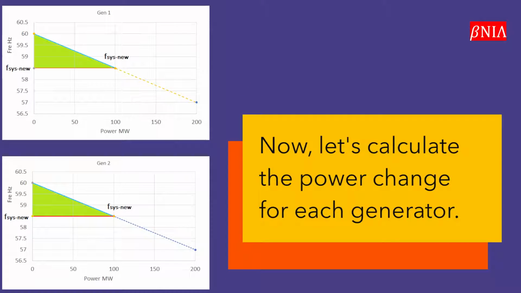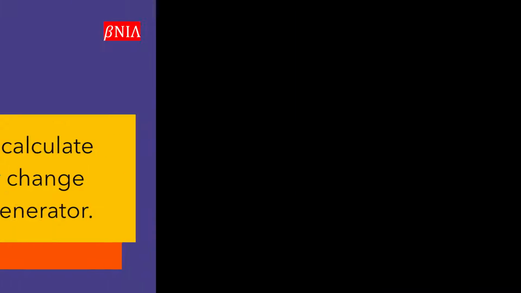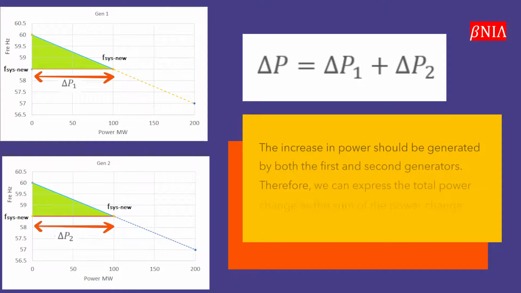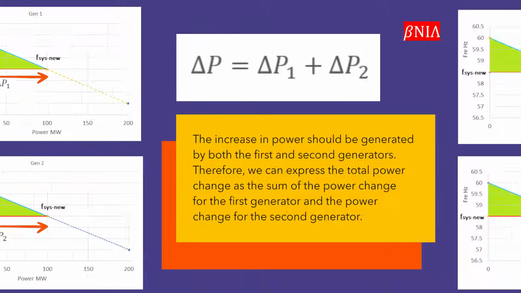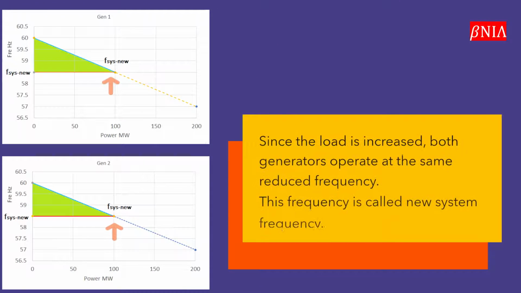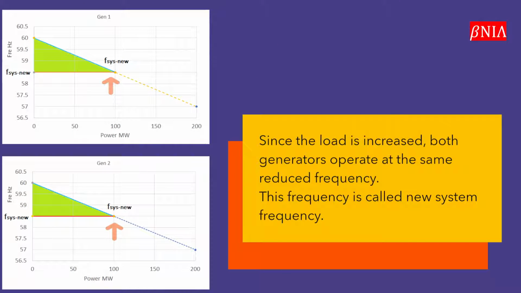Now, let's calculate the power change for each generator. The increase in power should be generated by both the first and second generators. Therefore, we can express the total power change as the sum of the power change for the first generator and the power change for the second generator. Since the load is increased, both generators operate at the same reduced frequency. This frequency is called the new system frequency.